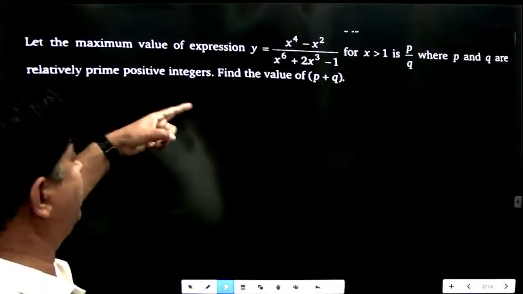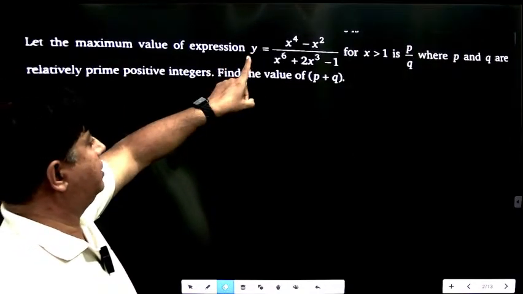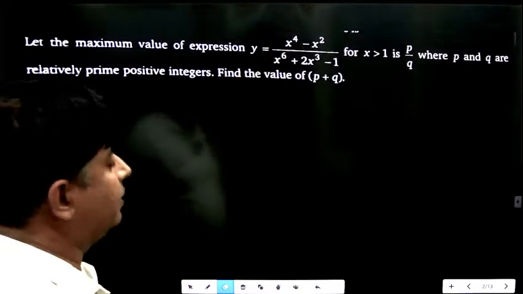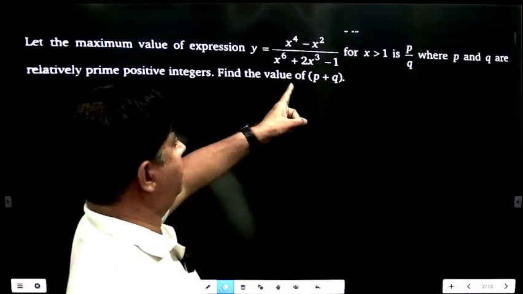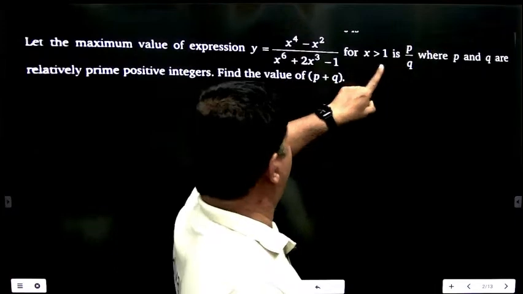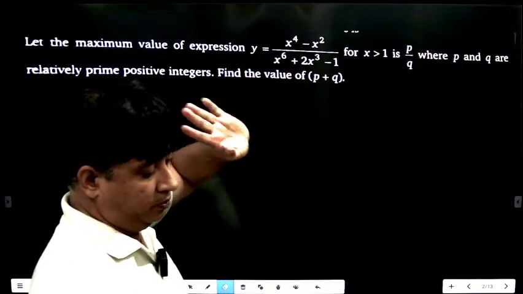Hope this sum is visible to you. One function is given of this type: x to the power 4 minus x square by this thing. What is the identity of x? x is greater than 1, and the maximum value of the expression is p by q.